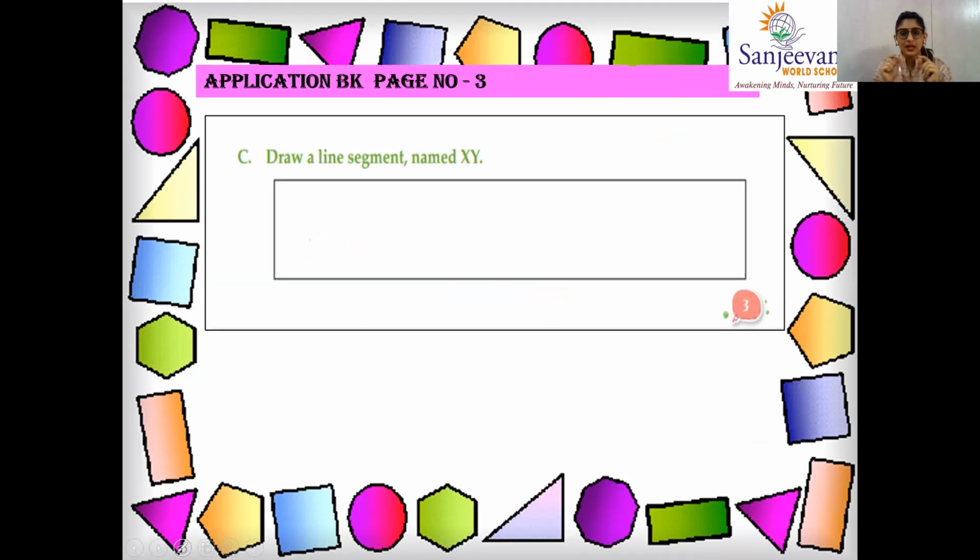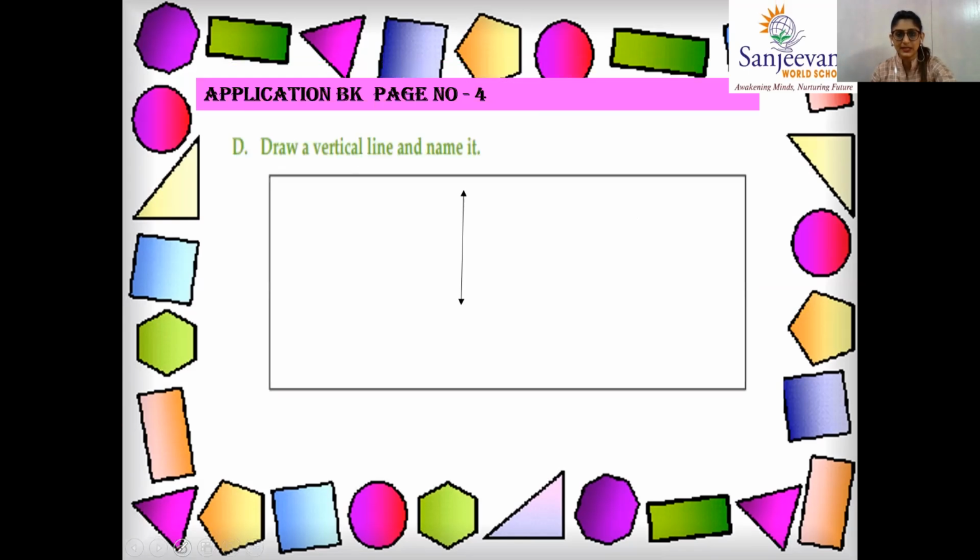You just have to draw a line segment. There is no measurement given to you. Just draw a line segment and name it XY. So use your ruler and draw a simple straight line. Don't draw any arrows. Just simply draw this much. Once this is done, let's go to question number D.